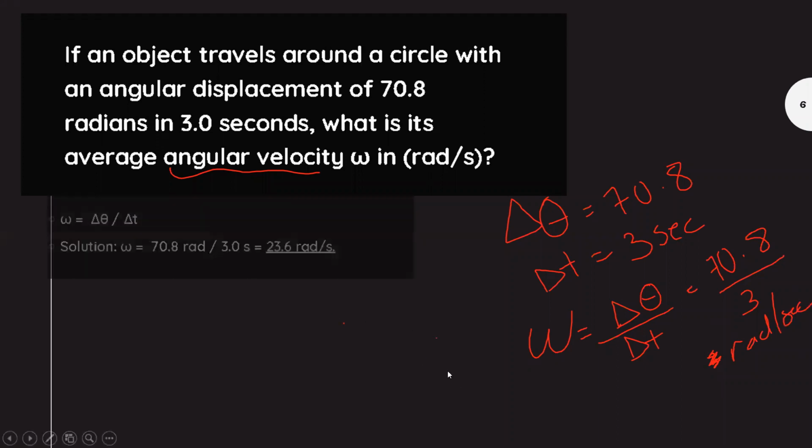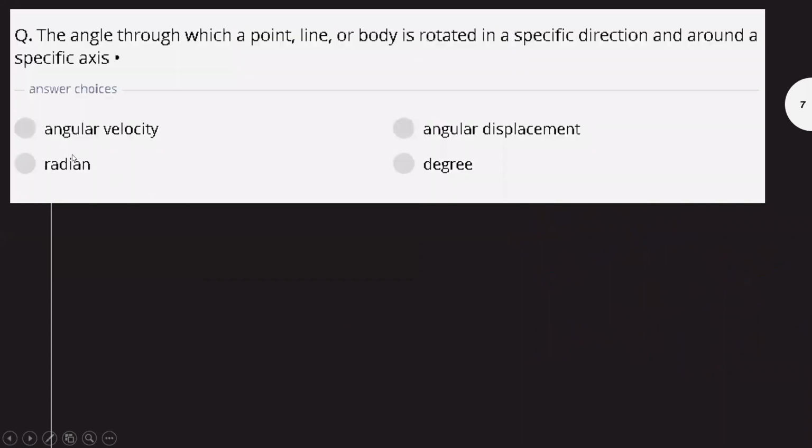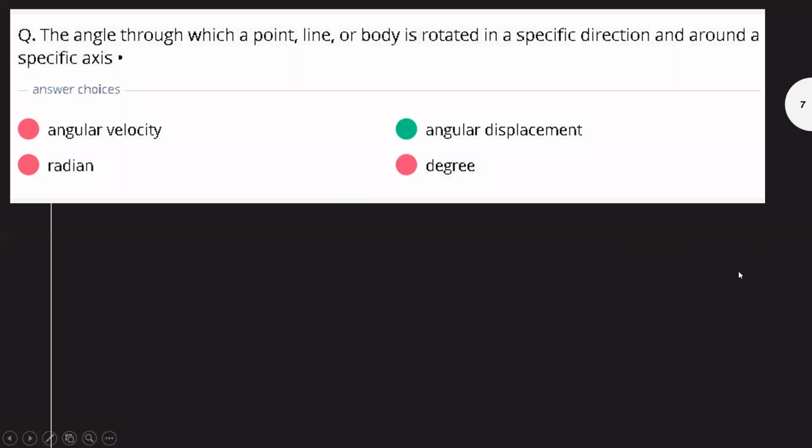So teacher, the omega is the angular velocity, right? Yes, this is the angular velocity. Now, the last question here. The angle through which a point or line or body is rotated in a specific direction around a specific axis, the angle where an object starts moving from one point to another point on a circle. What do we name it? Angular velocity, radian, angular displacement, or degree? Displacement. It is an angular displacement.